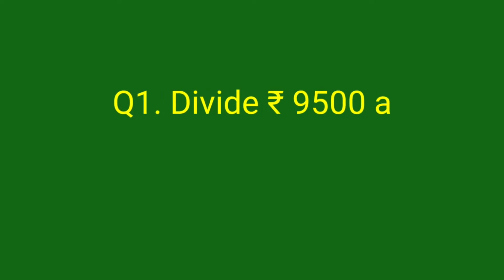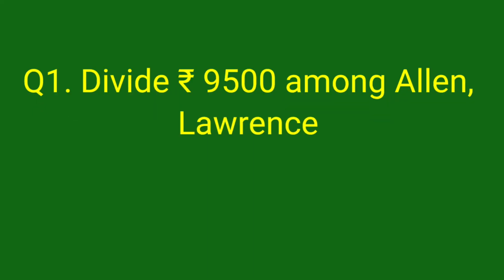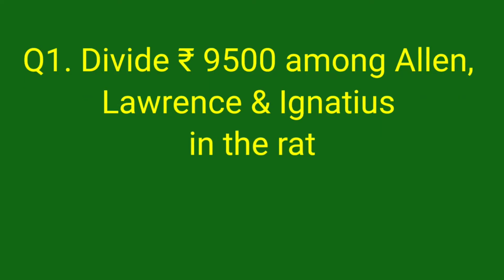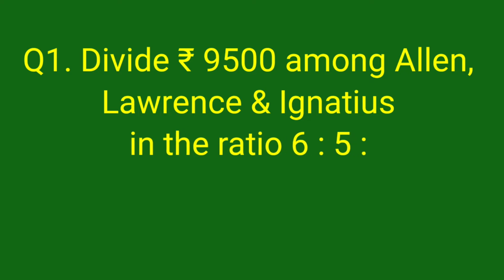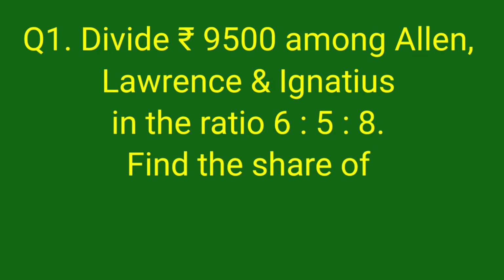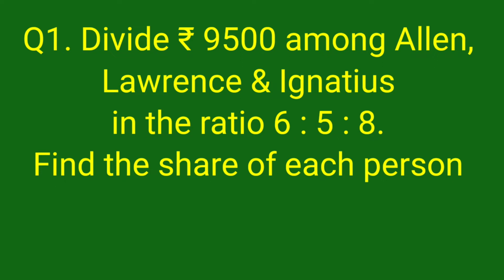Today's topic, problem sums on ratio. Question number 1. Divide rupees 9,500 among Alan, Lawrence and Ignatius in the ratio 6:5:8. Find the share of each person. That means how much each person gets.